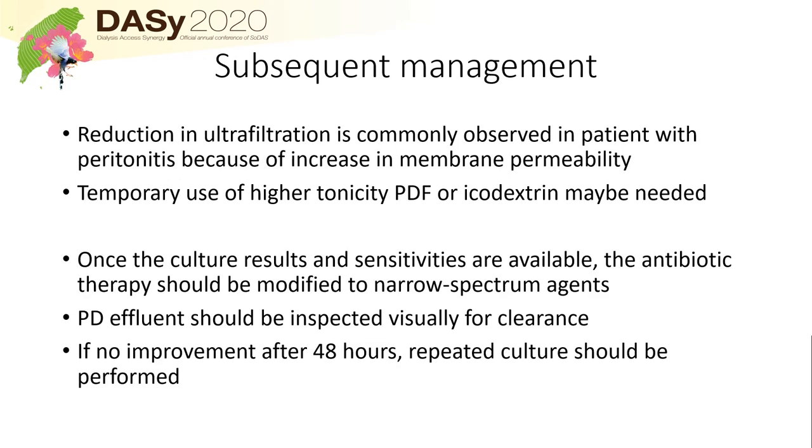After we started the empirical antibiotics, we have to monitor the patient's ultrafiltration. This is because reduction in ultrafiltration is commonly observed in patients with peritonitis due to the increase in membrane permeability during the peritonitis. In such case, temporary use of higher tonicity of PD fluid or icodextrin may be needed.